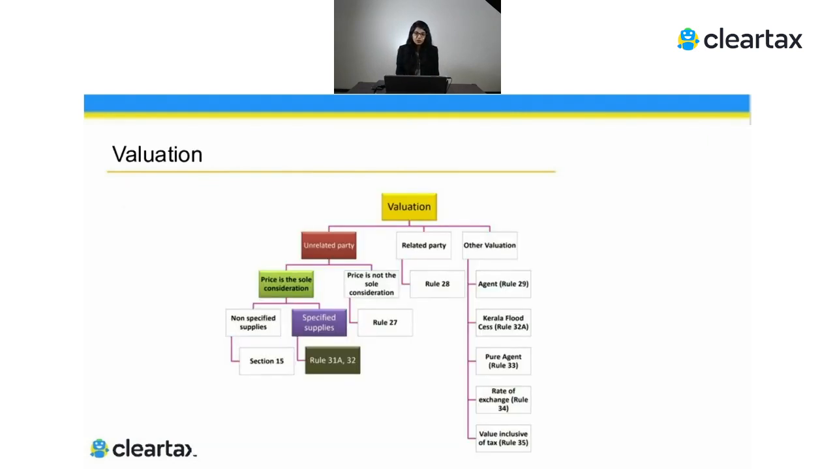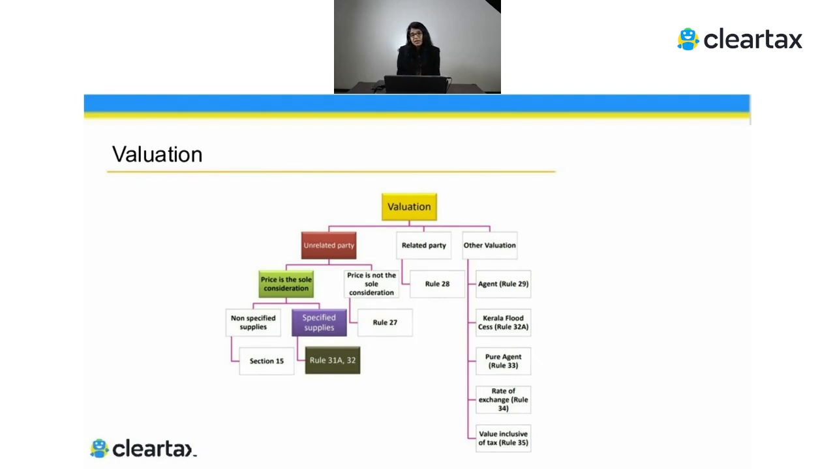Now, if we go towards the valuation rule, if the price is the sole consideration, so everything is in the price, and you are dealing with an unrelated party, so they are not related. In that particular case, you have to go with section 15, which talks about transaction value. The transaction value becomes your value for the purpose of levying the GST. Right? We'll understand what this transaction value is, what is included in the transaction value, and what is excluded. We'll understand this part one by one.